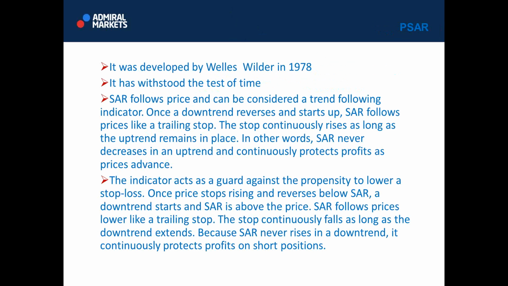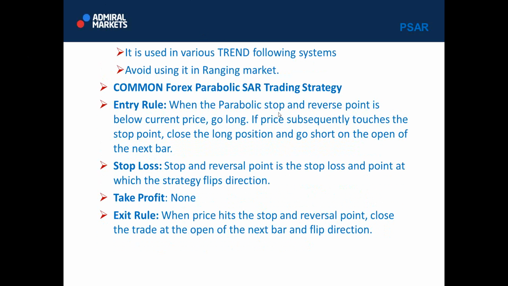Also, the indicator acts as a guard against the propensity to lower a stop loss. So basically, once the price stops rising and reverses below SAR, a downtrend starts and SAR is above the price. So SAR follows prices lower like a trailing stop. And the most important thing is, because SAR never rises in a downtrend, it continues to protect profits on short positions. So whether you're using a PSR for a trailing stop or for a trend confirmation, it usually works the same way. So this is the common usage of the Forex Parabolic SAR trending strategy.